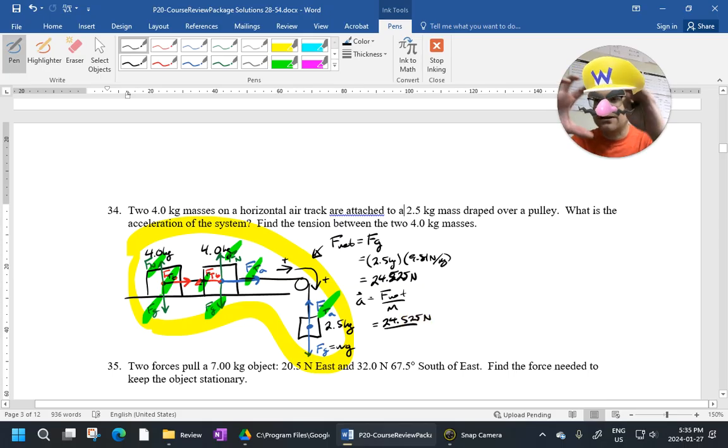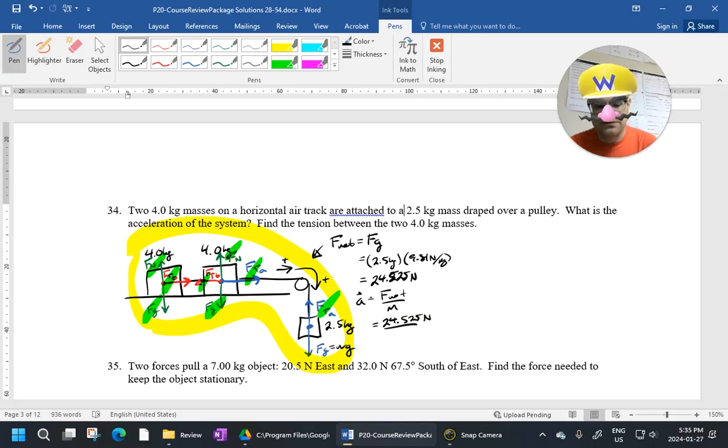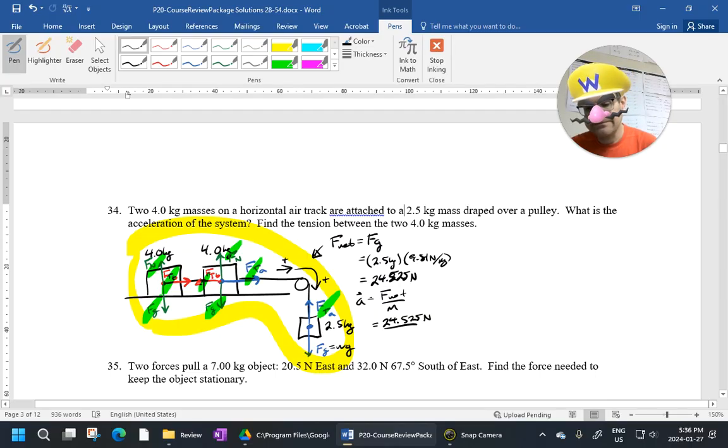Since I included those forces to make sure they cancel out, I have to include the masses that the forces are acting on. So we got 4 plus 4 plus the 2.5, so 10.5 kilograms. That's all those masses together. So we get this acceleration of 24.525 divided by this answer. We get an acceleration of 2.3 meters per second squared, with 2 sig digs.